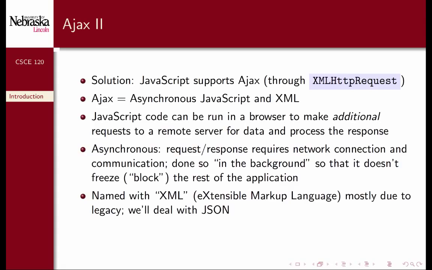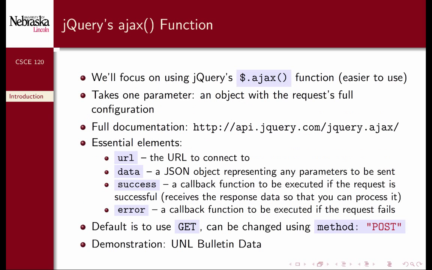The name involves XML, which stands for Extensible Markup Language, mostly due to the legacy of how this was originally developed. However, you can deal with pretty much any type of data. We'll deal mostly with JSON data. Moreover, we'll focus on using jQuery's Ajax function instead of the XMLHttpRequest object, as it's much easier to use. It only takes one parameter.